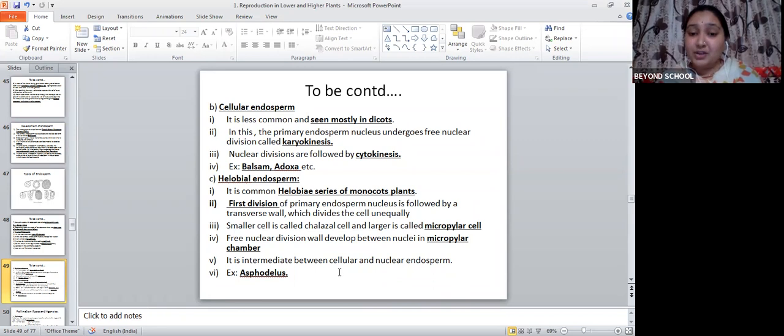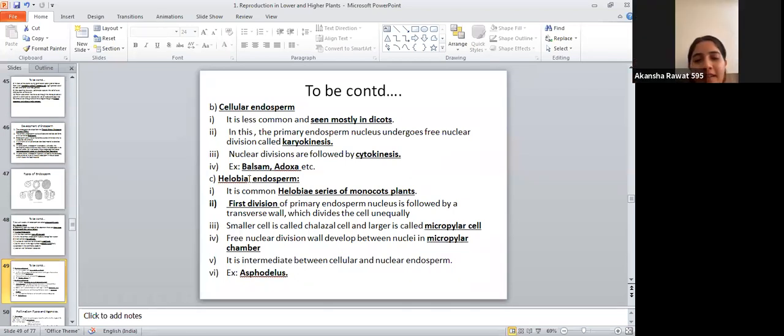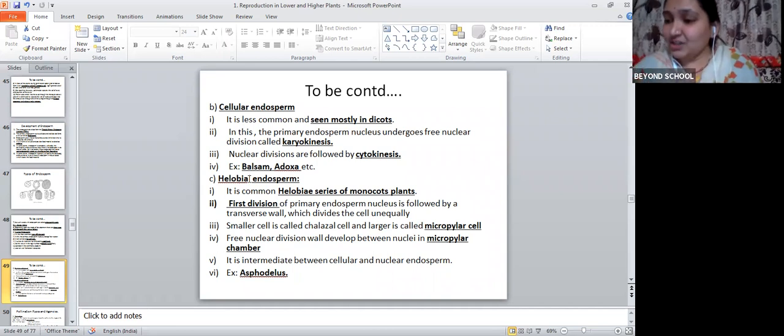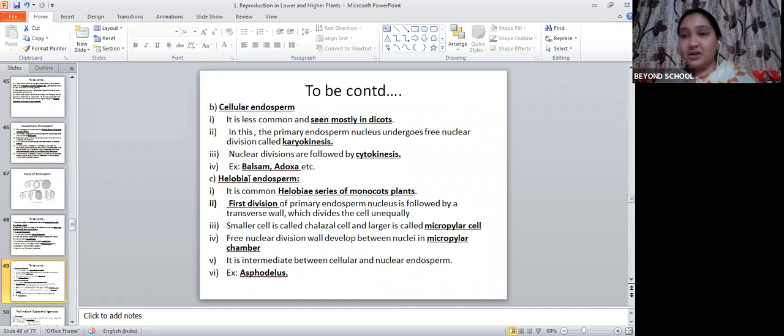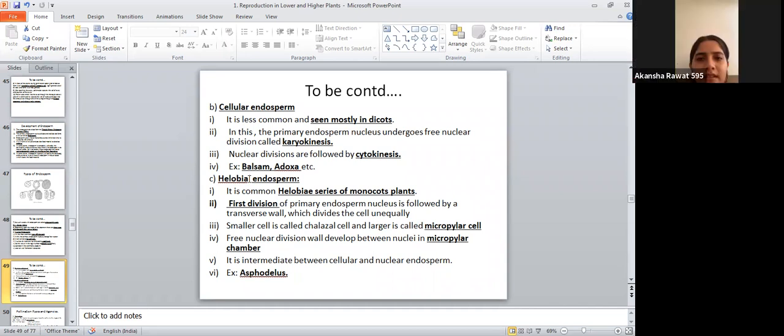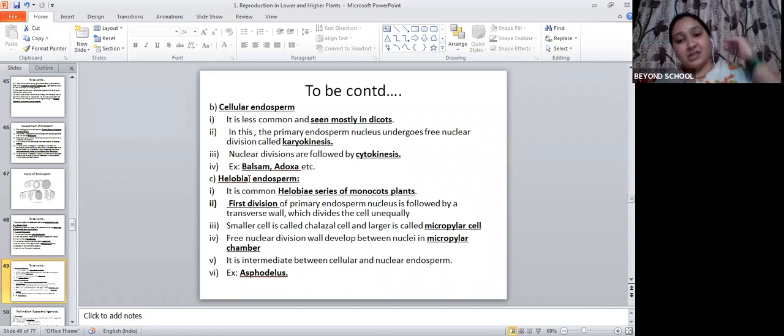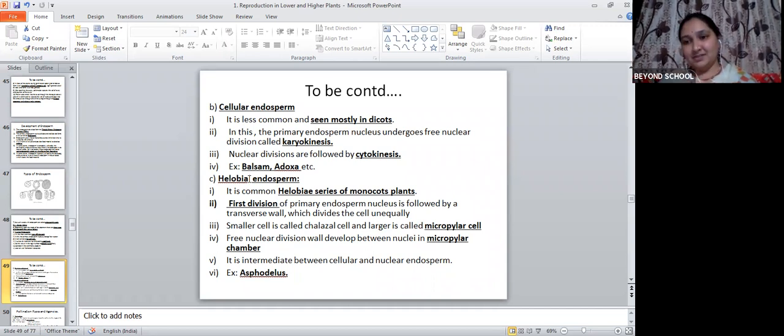Since it divided in these two ways, that's why we call it halobial endosperm. When the nuclei were divided, we called it nuclear endosperm. When the cell was divided, we called it cellular endosperm. But when the division was between both the cellular and nuclear, we called it halobial endosperm. Understood?